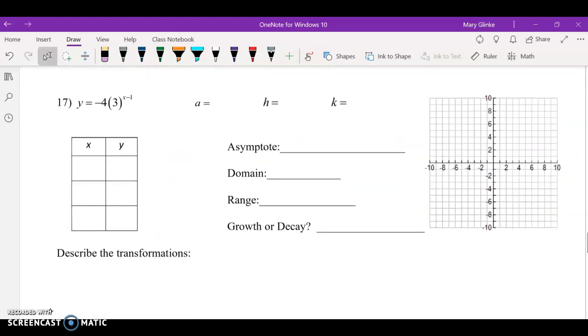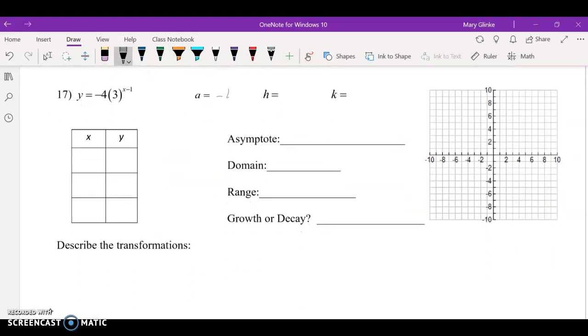So looking at number 17 here, we're once again going to take a look at our a value. Our a value for this one is -4, meaning it's going to be a vertical stretch of 4, and it's going to be a reflection over the x-axis. Your h value is up with your x. Since it's -1, it's going to be a +1, moving your graph right by 1. And your k value is normally at the end, so this one is 0, meaning it's not moving up or down at all. So our asymptote is y equals 0.